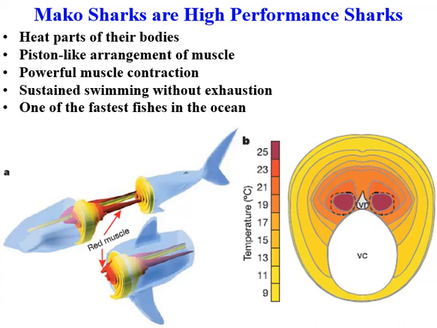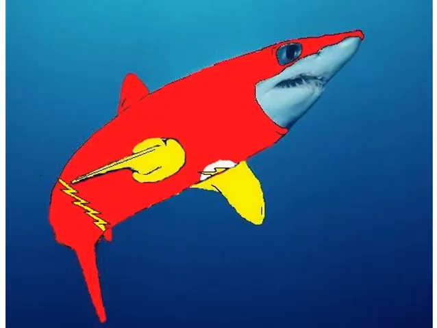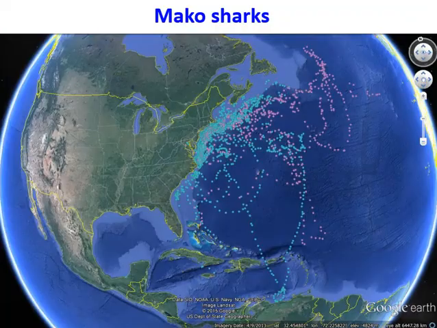And all these different adaptations, and not just their muscles, but the way their muscles are contracting, the characteristics of that red muscle, the shape of their body, all those things in mako sharks are the fastest thing out there. They've got all these superpowers, in other words. There's a super mako shark.